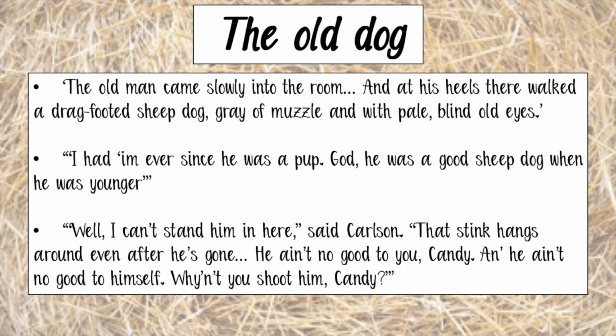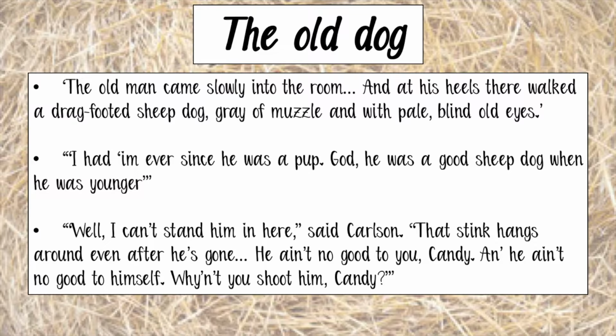The symbolism of the dog representing Candy is quite overt and made quite clear by John Steinbeck. But like Candy, the dog used to be very young, very fit, very valuable to a farm. So Candy says, "I had him ever since he was a pup. God, he was a good sheepdog when he was younger." And later on, Candy says, "Yes, he was one of the best."